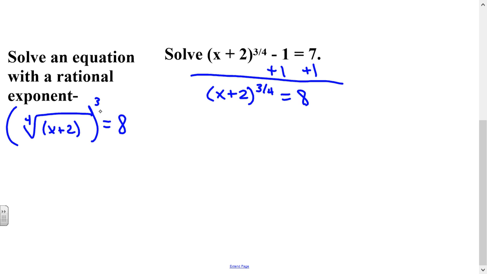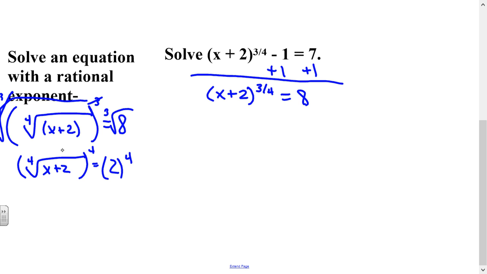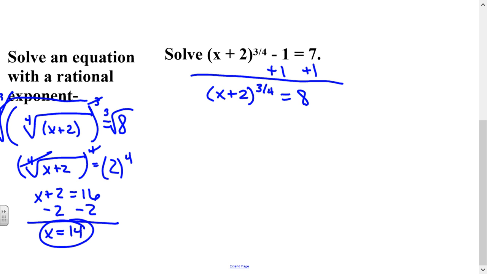So if I want to cancel out the cube first, I would have to take the cube root of both sides, and so the cube and the cube root would cancel out, and then I take the cube root over here. So then I would have the 4th root of x plus 2 equals, and then the cube root of 8 is 2. And then I could raise both sides to the 4th power to cancel out my root. So then I would get x plus 2 equals 16, subtract 2, and so x equals 14. Okay, that's a perfectly legitimate way to solve this problem.